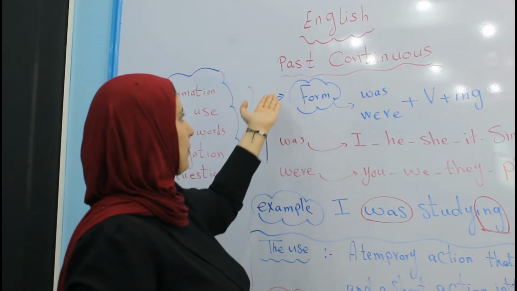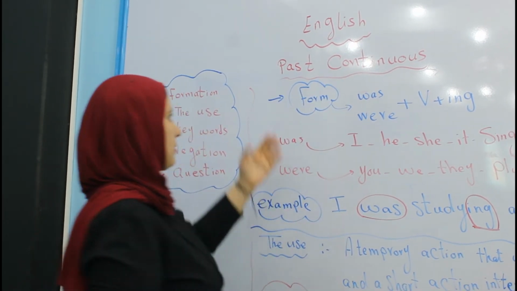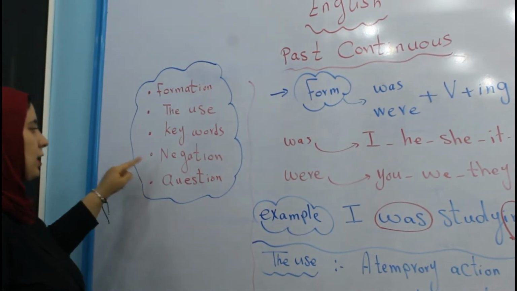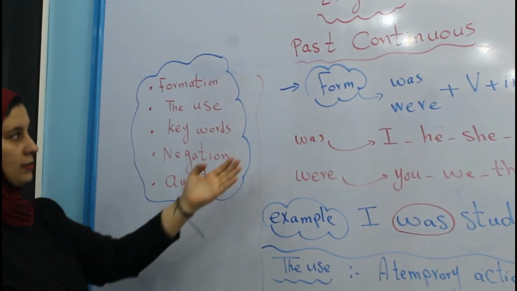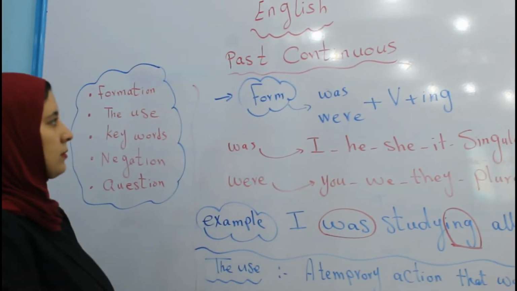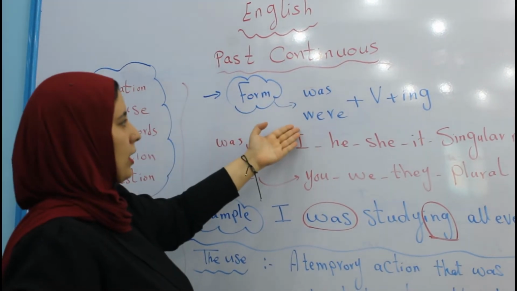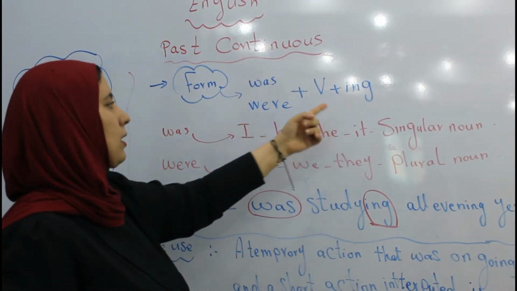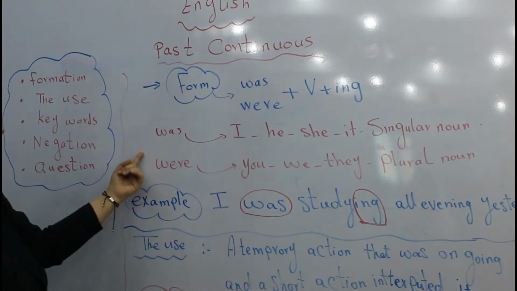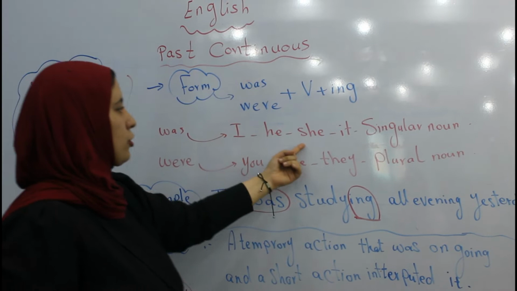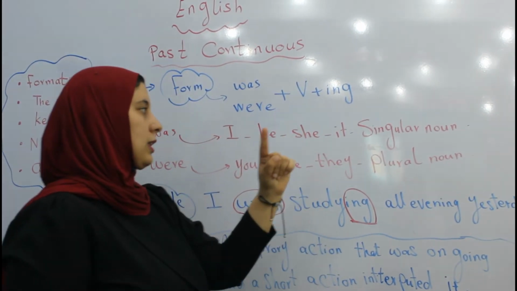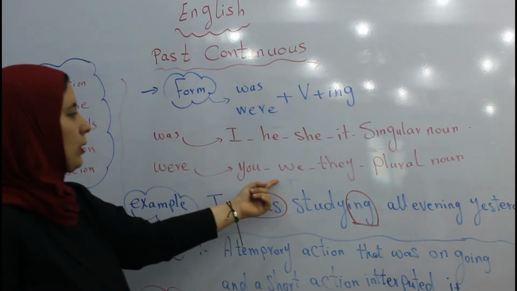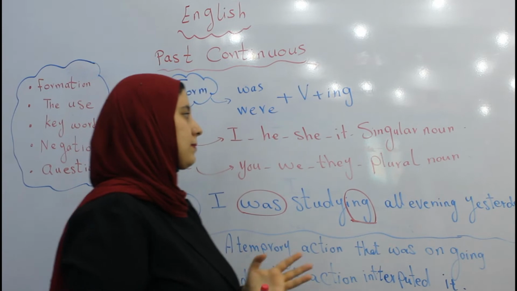Now we will talk about past continuous. In this lesson, we will talk about its formation, the use, keywords, negation, and question. First, let's start with the form. It consists of was or were plus verb plus ing. Was with I, he, she, it, and a singular noun. Were with you, we, they, and a plural noun.